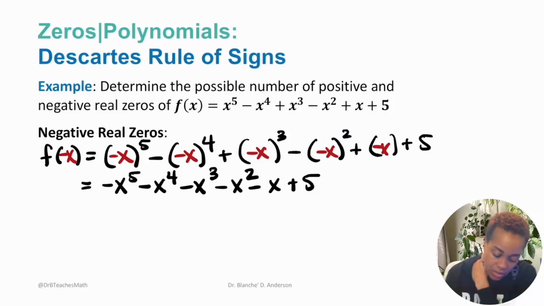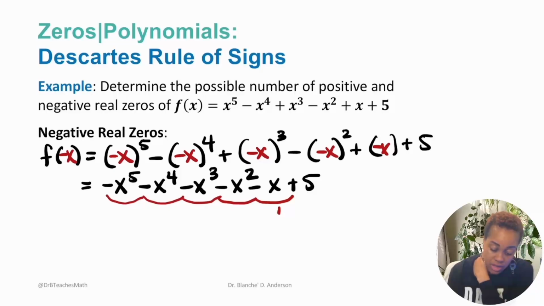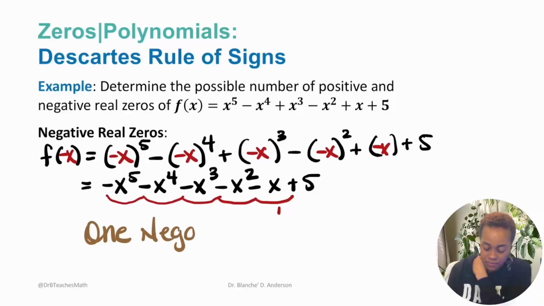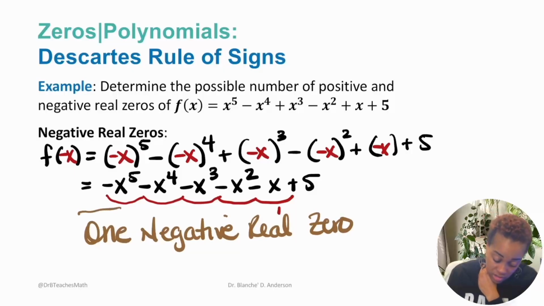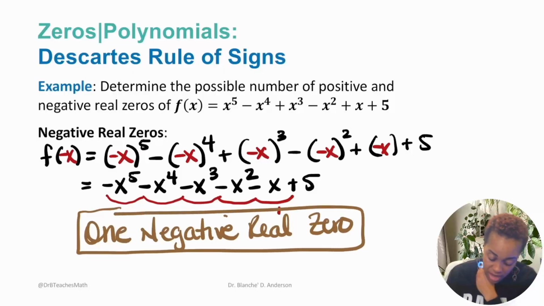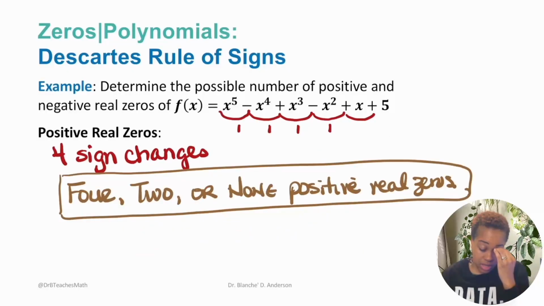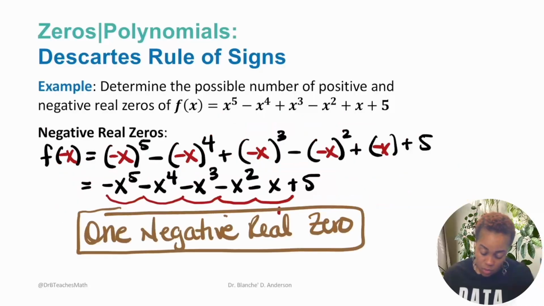Okay, now count the number of sign changes. Negative to negative, negative to negative, negative to negative, negative to negative, negative to positive. Only one sign change. So you're going to have 1 negative real zero. You notice there's no or. So if you were listing all of them, I would pick the -1 first because you could have 4, 2, or none positive. You could have 1 negative.